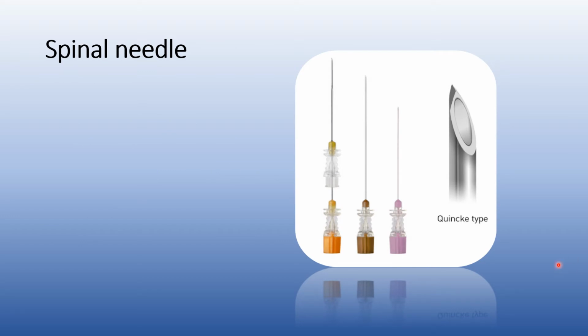Spinal needle, this is the shape of the spinal needle. Look and notice the sharpness of this needle with a stylet inside to occlude the needle space and prevent any debris from the skin or the subcutaneous tissue from entering the needle hole and occluding it.